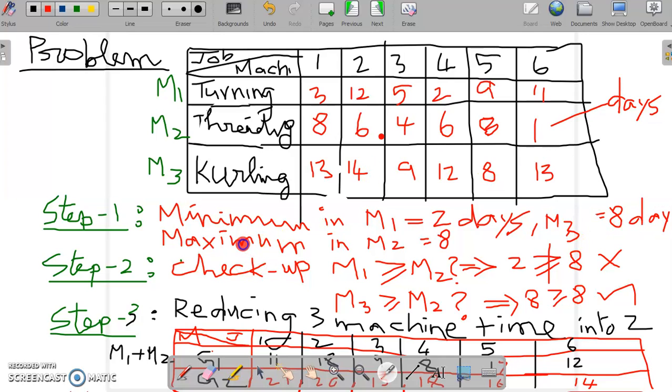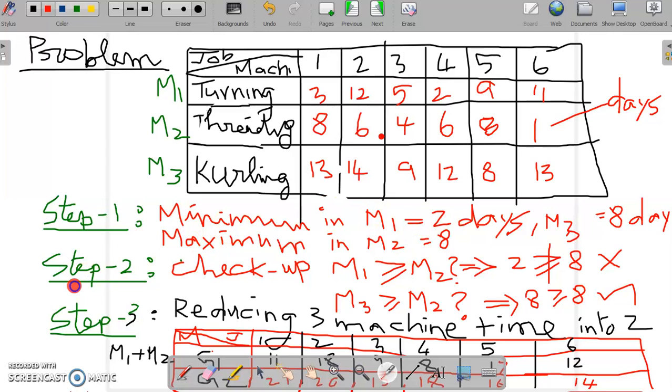Next, we have to find the maximum in M2, the threading machine: 8, 6, 4, 6, 8. So 8 is the maximum processing time of this machine on these jobs. I repeat, step number 1 is to find the least time in the first machine and the least time in the last machine. Next is the maximum time in the second machine, that is 8 days.